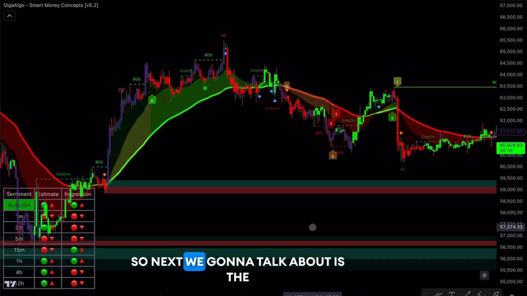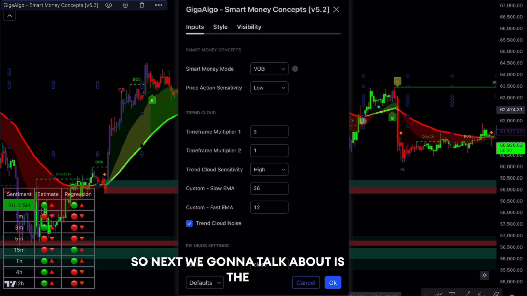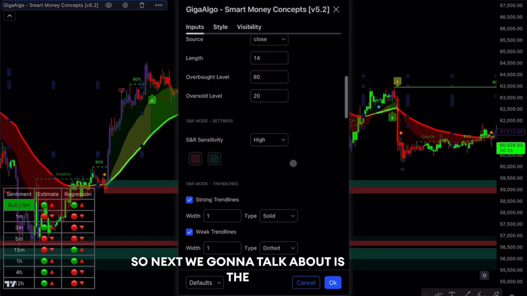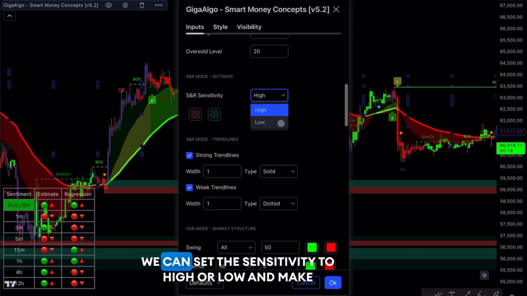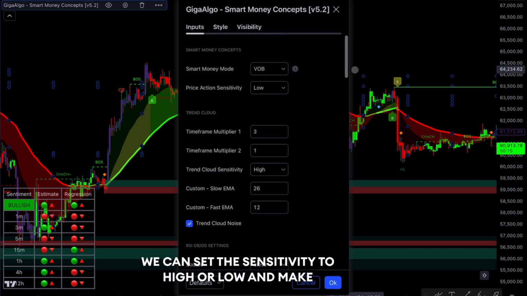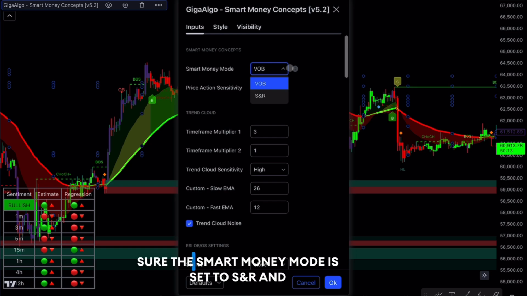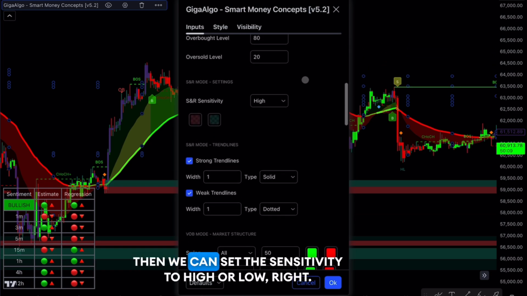So next we're going to talk about the S&R mode setting for the sensitivity. We can set the sensitivity to high or low, and make sure the S&R smart money mode is set to S&R, and then they can set the sensitivity to high or low, right?